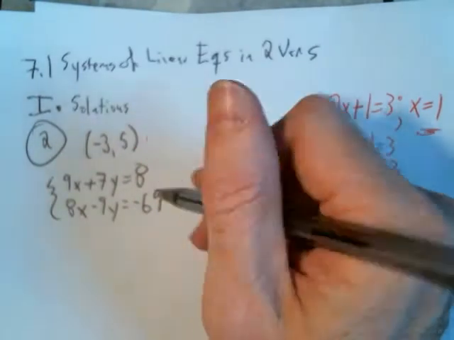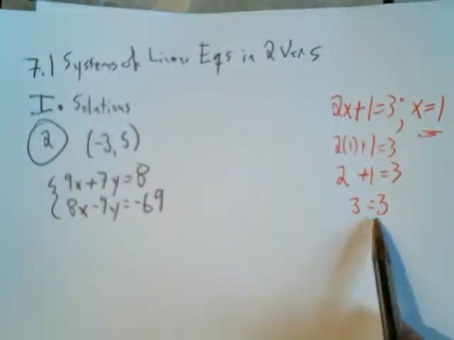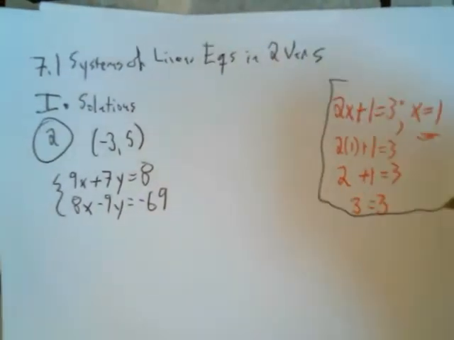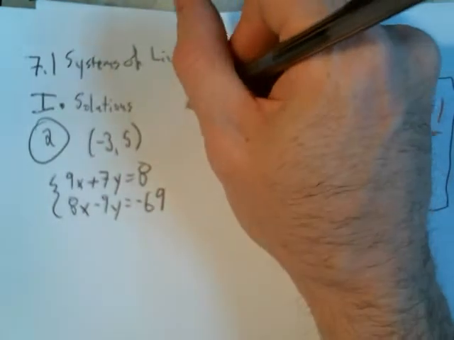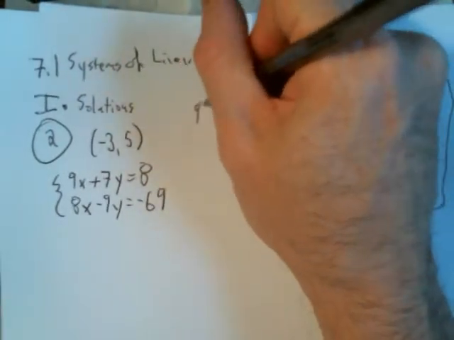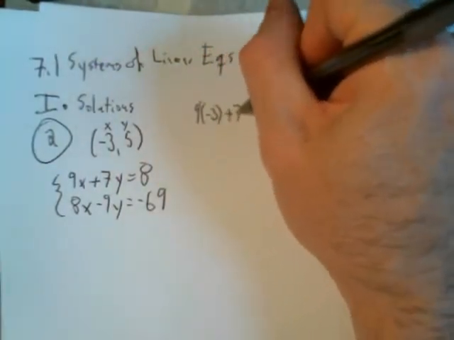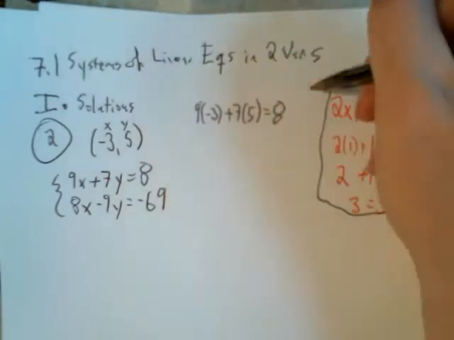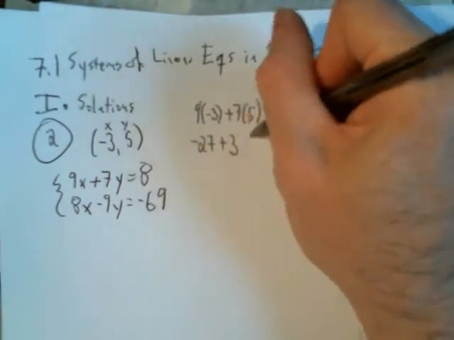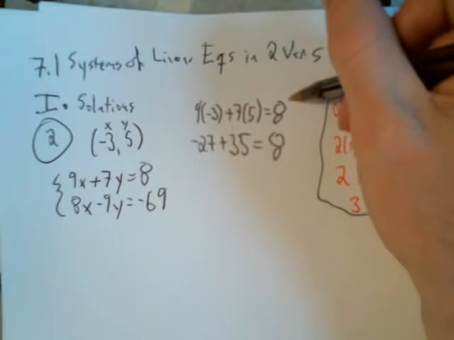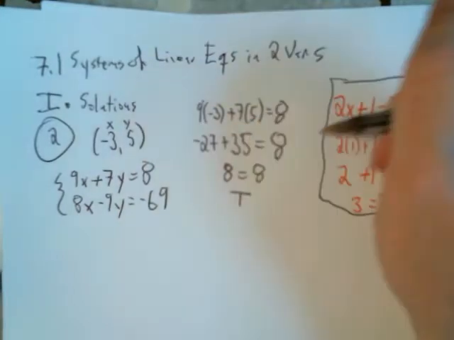To determine if there's a solution, we plug the ordered pair into each equation, and each equation has to result in a true statement for it to be a solution to the system. We'll first try putting it into 9x plus 7y equals 8. Remember, this is my x, this is my y. So 9 times -3 plus 7 times 5 equals 8. 9 times -3 is -27, plus 7 times 5 is 35, equals 8. And -27 plus 35, of course, is 8. So we get a true statement there.